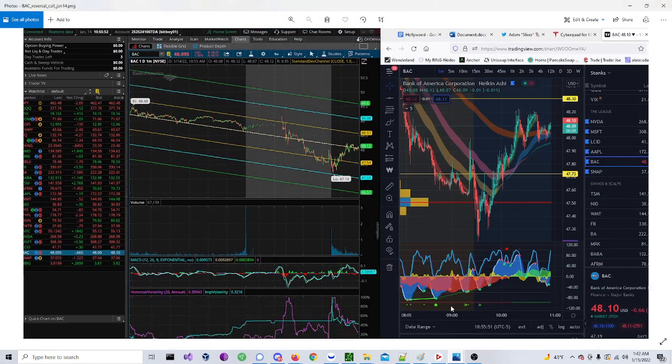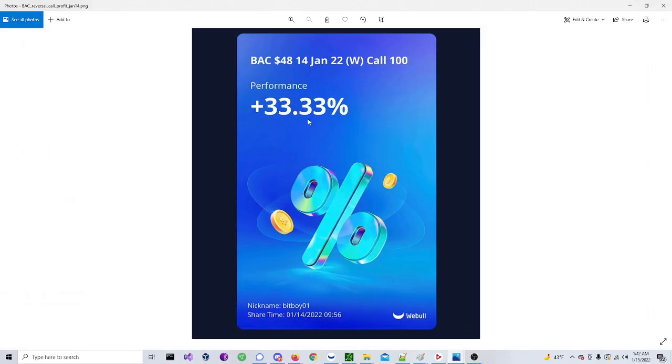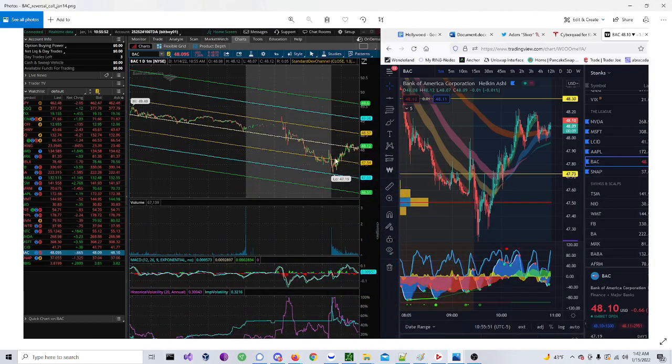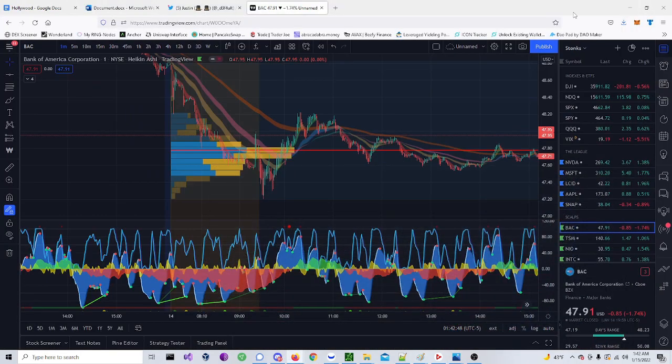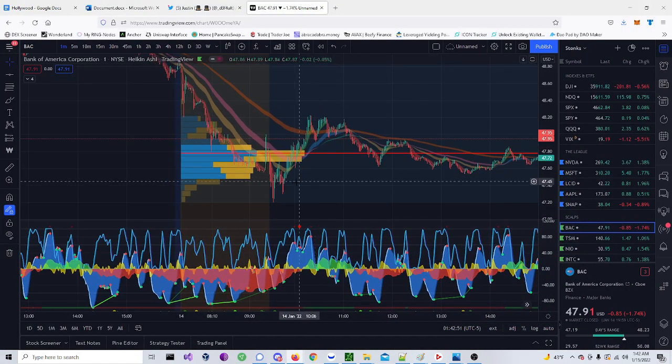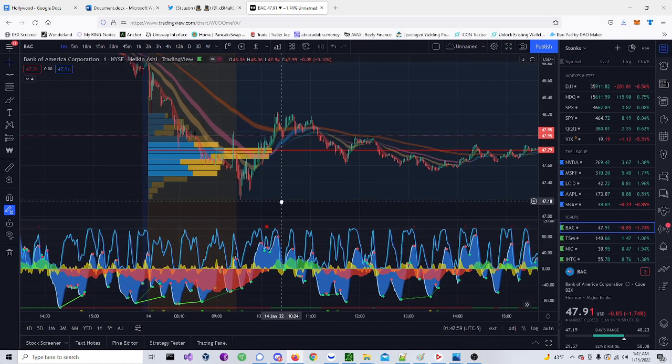BAC did exactly that, and I got like 33% on that. Pretty good. I could have made more, per usual, but not bad. A 33% scalp in just a matter of minutes, I'll take that all day, every day. And the thing about this is, if you want to increase your potential profit margins, you want to buy in the red and sell in the green, and inversely if you're shorting.